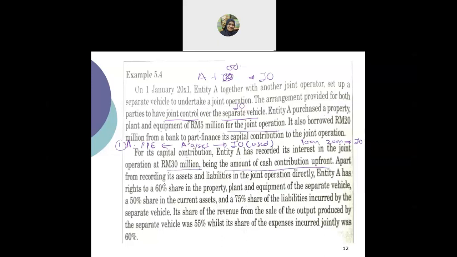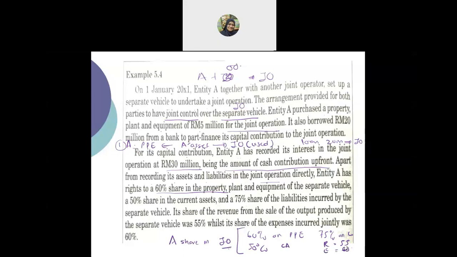Apart from recording its assets and liability in the joint operation directly, A also has the right to 60% shares in the PPE, 50% shares in the current asset, and 75% in liability. And then you have revenue 55% and expense 60%. So this is A's shares in the joint operation.